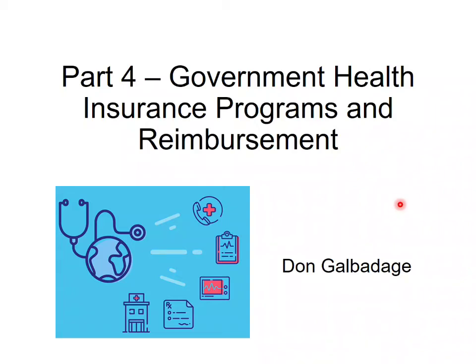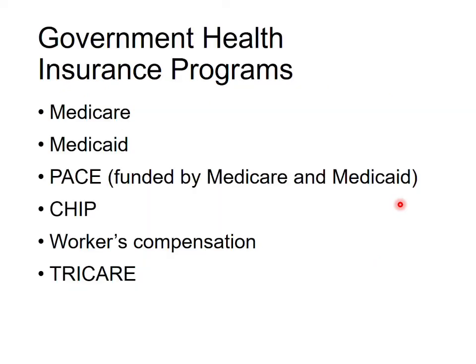Part 4, we will look at government health insurance programs and health insurance reimbursement. A government is involved in providing health insurance to select populations. We will look at these different programs and how they serve their select population.